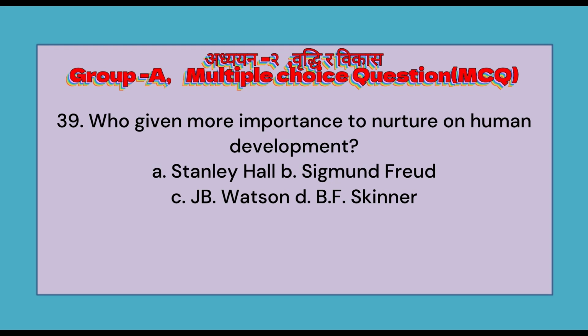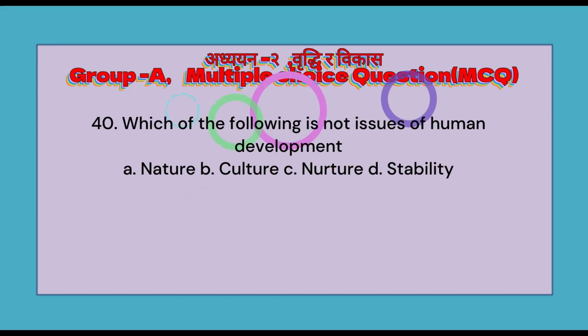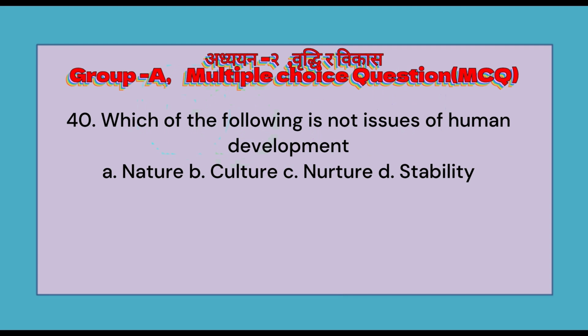39. Who gave more importance to nurture in human development? A. Stanley Hall. B. Sigmund Freud. C. J.B. Watson. D. B.F. Skinner. Correct answer: C. J.B. Watson.